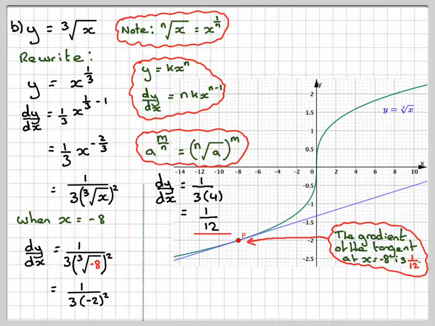So this has been a video to show you how to find the gradient functions for a reciprocal function and a cube root function, and then finding the gradient at a particular point.